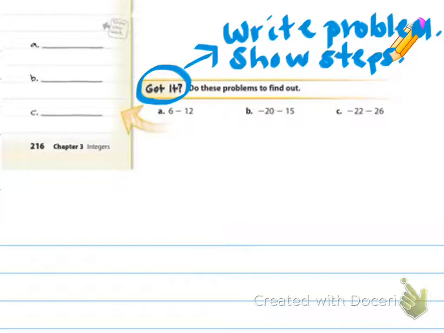Now you need to try the Got It's on your own. This is where you pause, show your work, do the steps, come back, check your answer. Pause here.